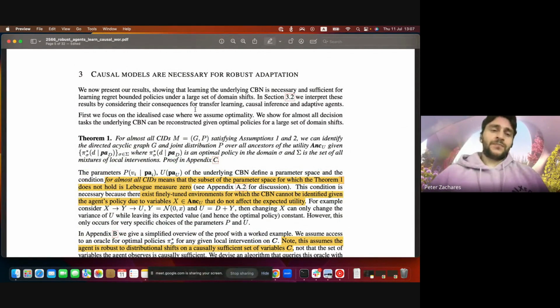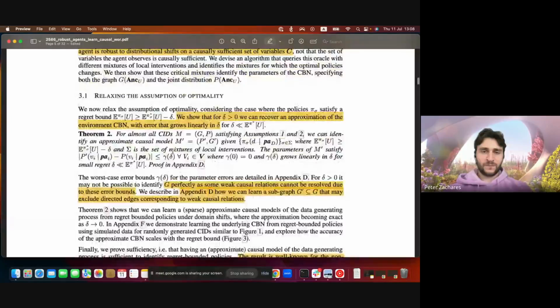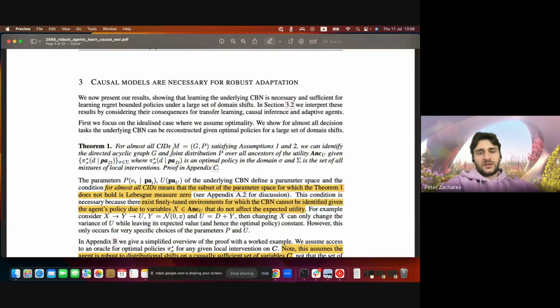Okay, so there are three theorems here: Theorem 1, Theorem 2, and Theorem 3. Let's go through them. I'm just going to read them out. These are the main results of the paper. There's actually nothing else besides these within the main text of the paper that's super important.